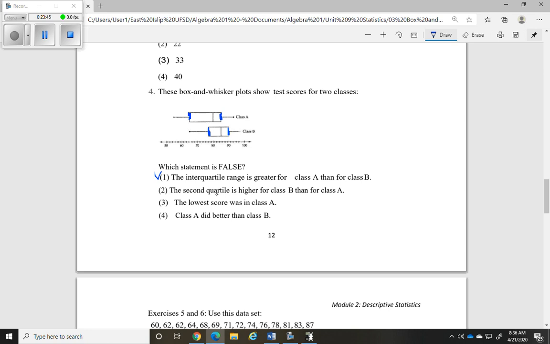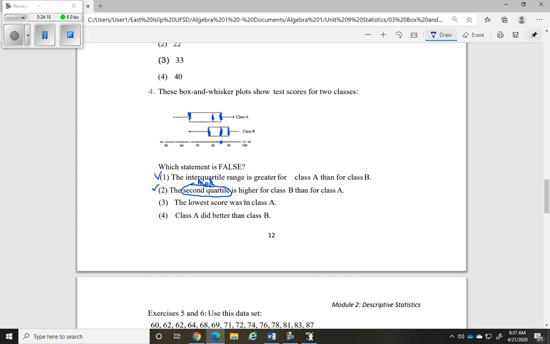The second quartile, what we've been calling it is the median. So they're talking about the median. The second quartile is higher for Class B than for Class A. So remember, the median is this middle line of the box. Class B's middle line is higher on this number line than Class A. So Class B's median is greater than Class A's median. So this is also another true statement.